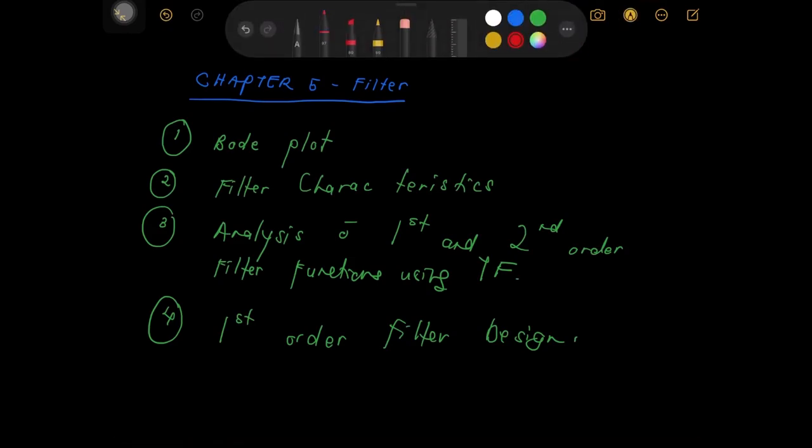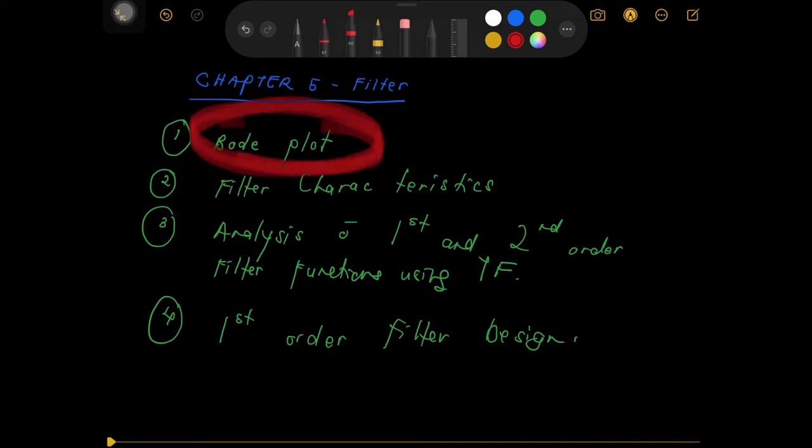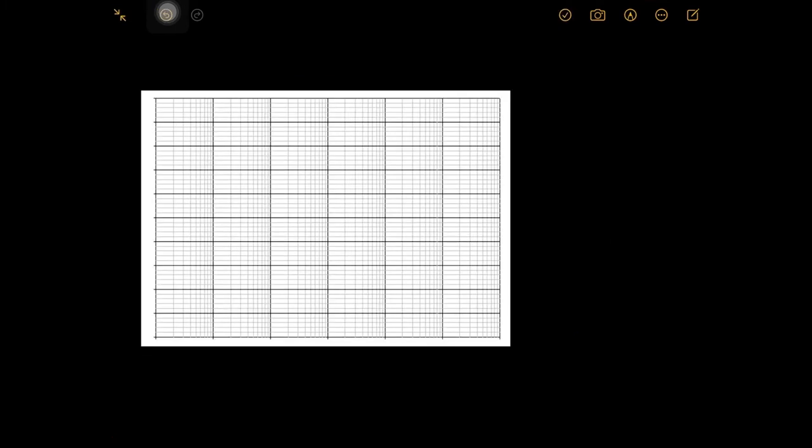Alright, so for this chapter we are going to cover four subtopics: Bode plot, filter characteristics, analysis of first and second order filter functions using transfer function, and finally first order filter design. For this video we are going to cover the Bode plot alone. Alright, let's start.